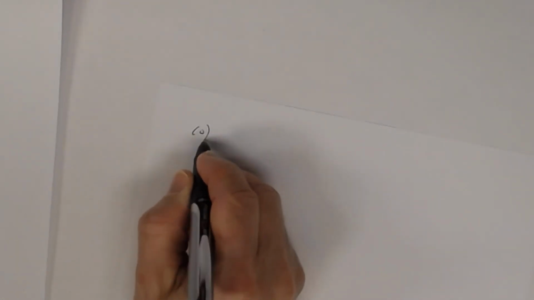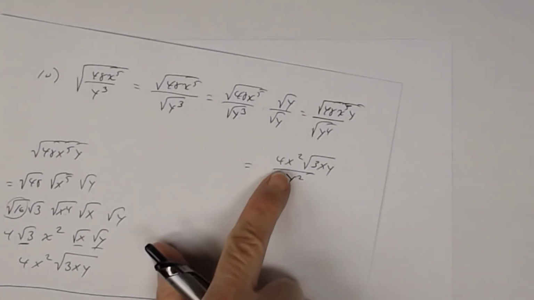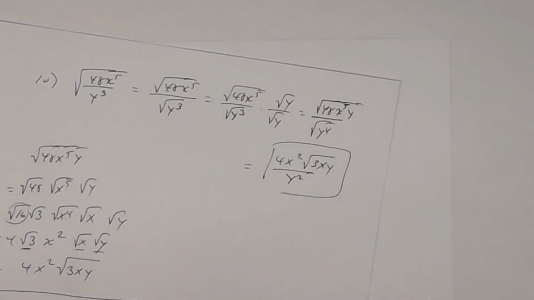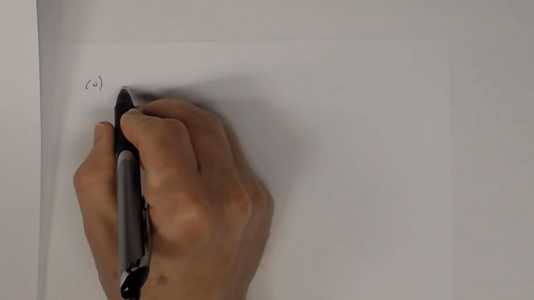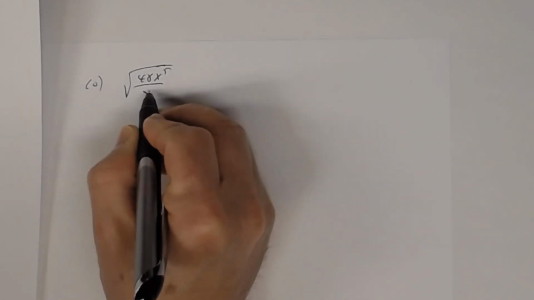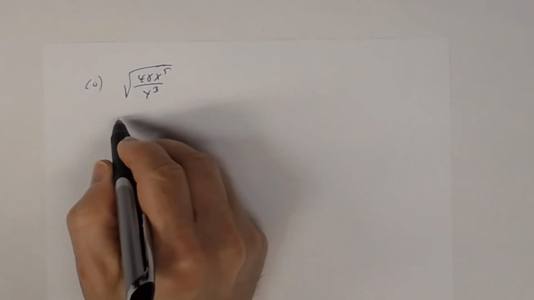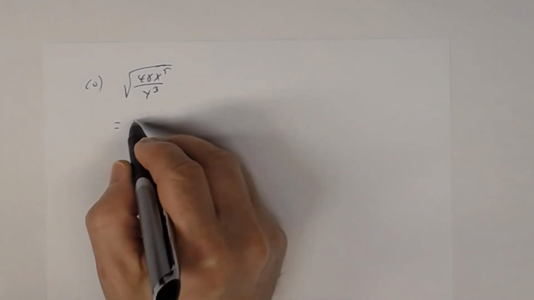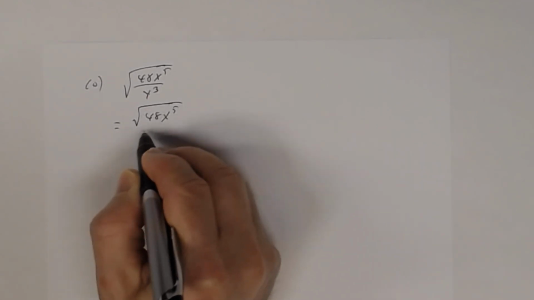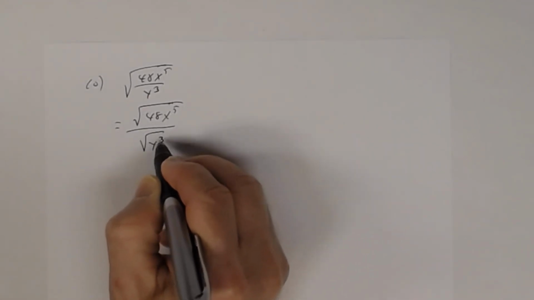So number 10, just to show you you're going to get that same answer. And by the way, there's nothing you could have reduced here, so that's why I didn't reduce. Okay, number 10, do the same problem over. You have the square root of 48x to the fifth divided by y cubed. And so using the quotient property, I know I can write this as the square root of 48x to the fifth divided by the square root of y cubed.